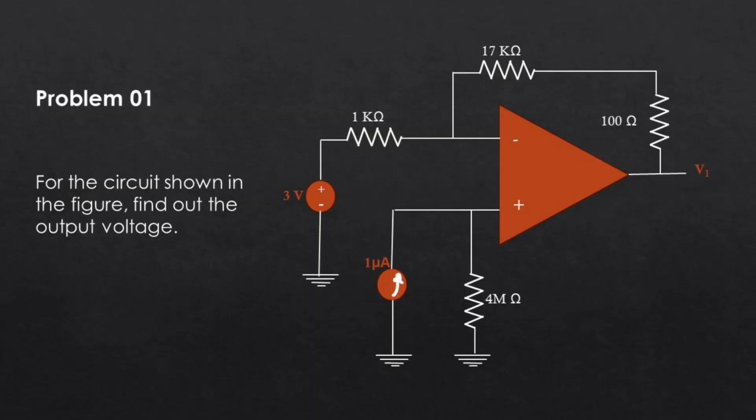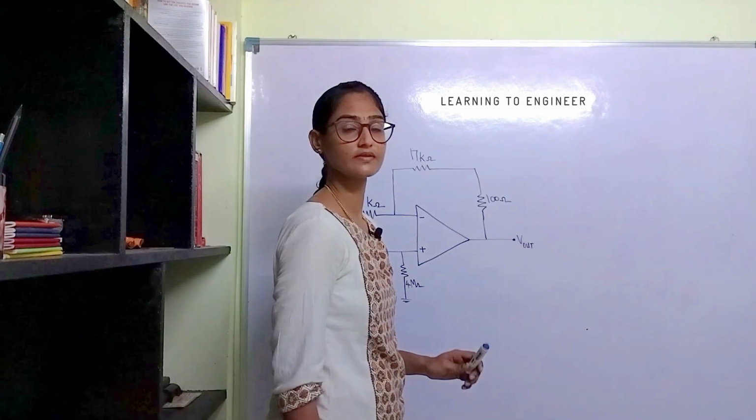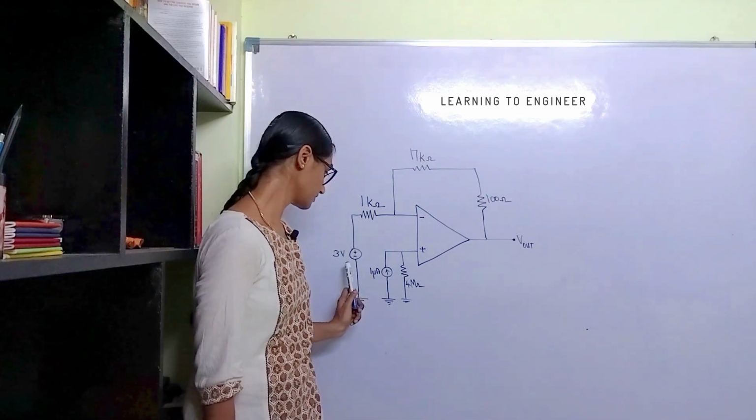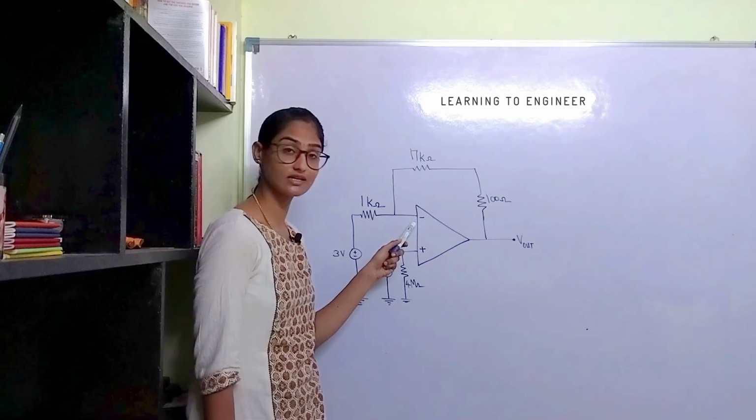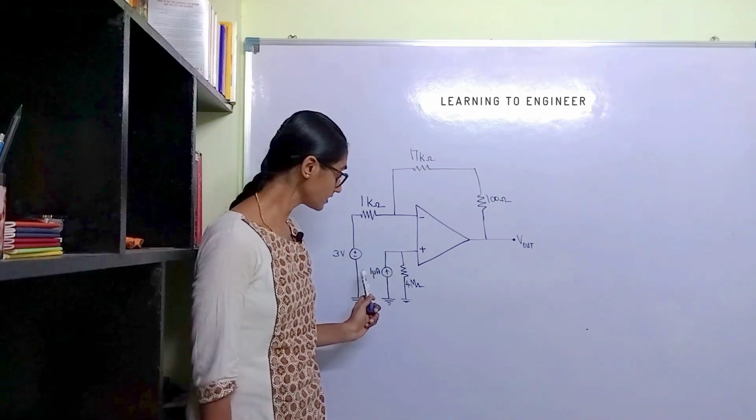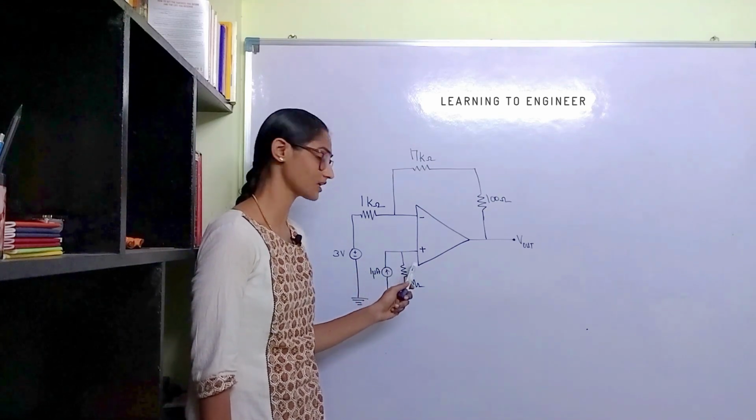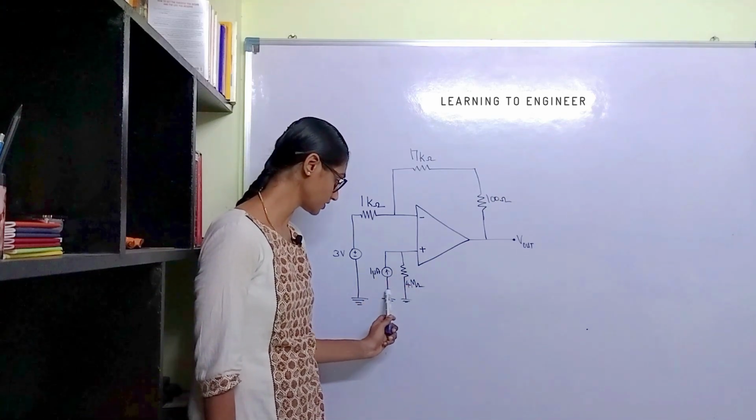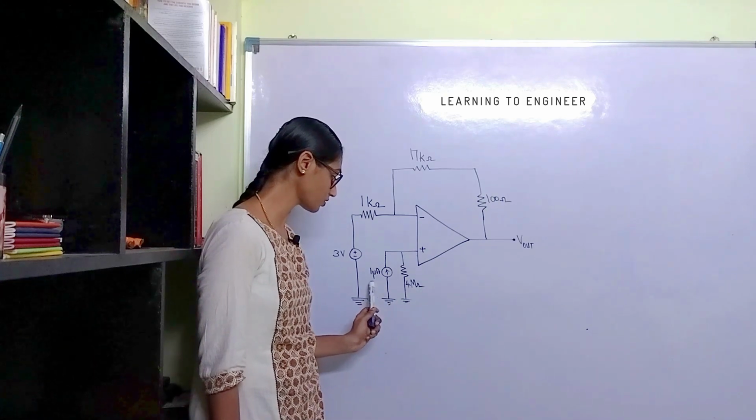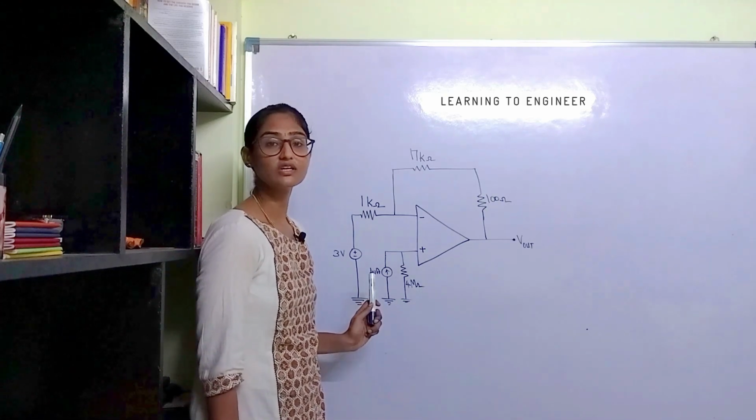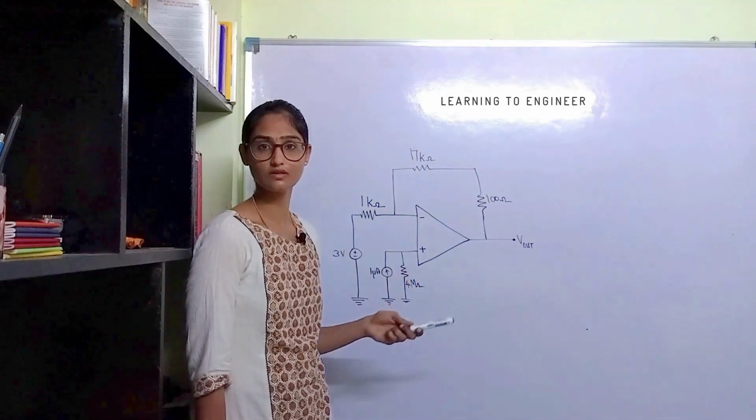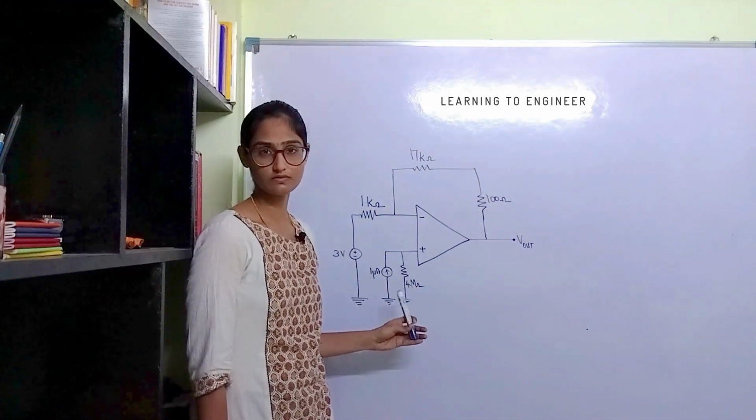For the circuit shown in the figure, find the output voltage. In this figure, we have two inputs applied. One is the 3 volt applied via the negative terminal, and there is a current source connected to the positive terminal. First, we will use source transformation to find the equivalent voltage source in series with the resistor. If you are not familiar with the source transformation technique, you can check the video in this link and then come to this video.